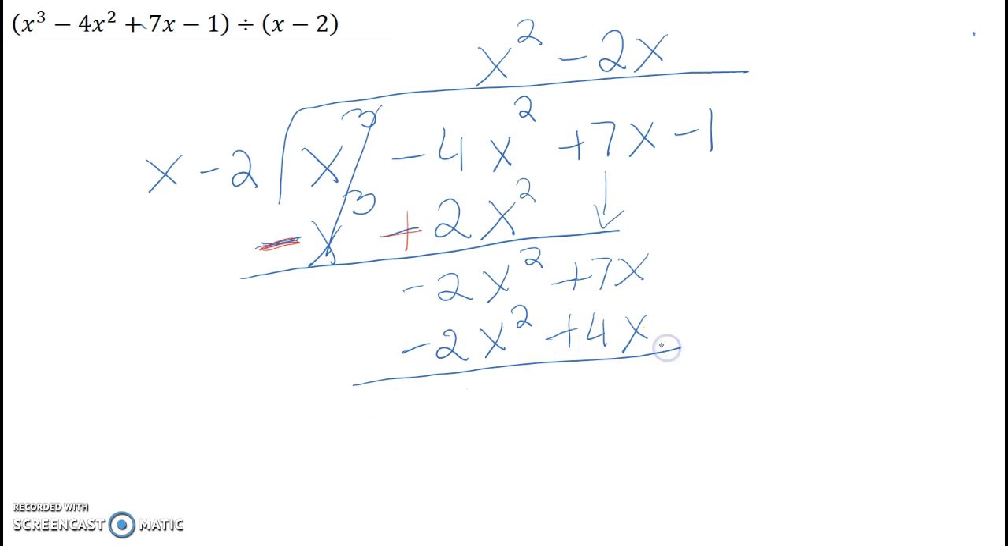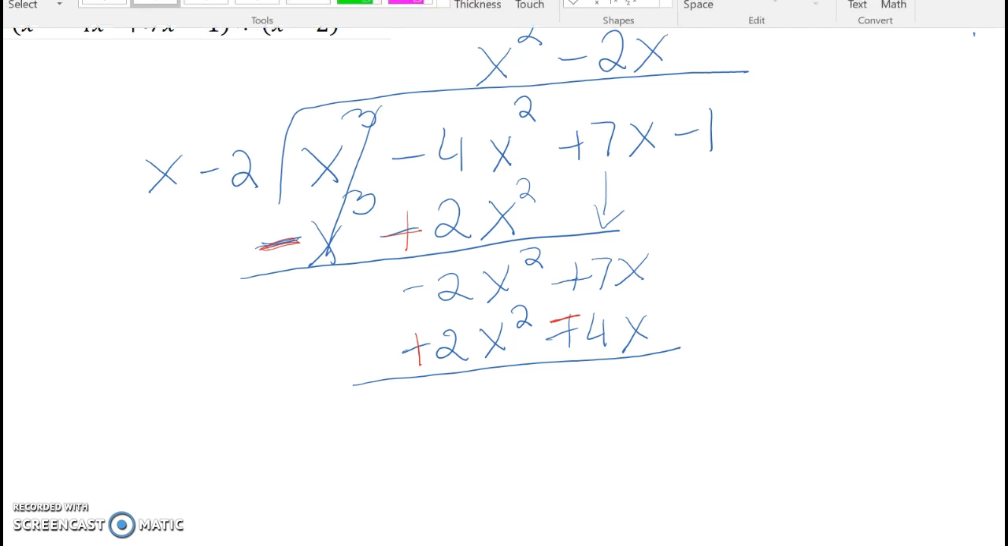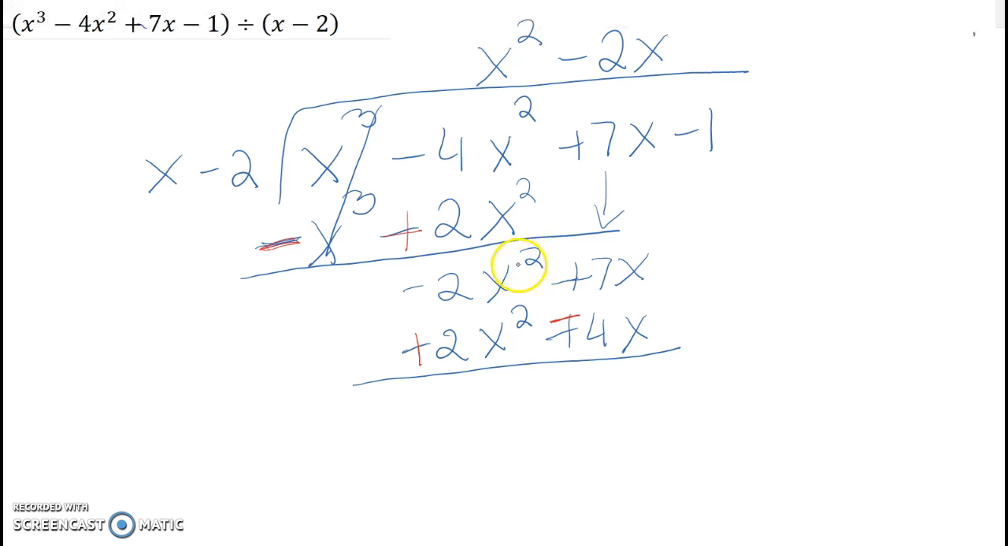Once again, we will subtract. So this becomes positive, and the 4x becomes negative when you subtract. And combining the terms, negative 2x squared plus 2x squared is 0. 7x minus 4x is 3x. One more time, we'll bring down the negative 1 and repeat the process. X times what is equal to 3x? That would be positive 3, so we will write it as plus 3.